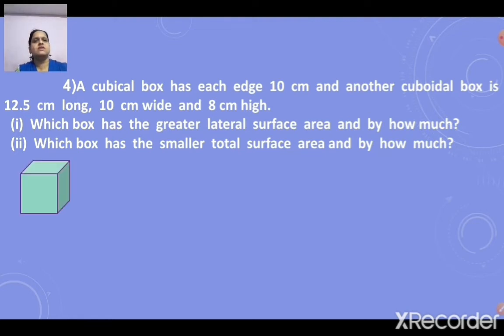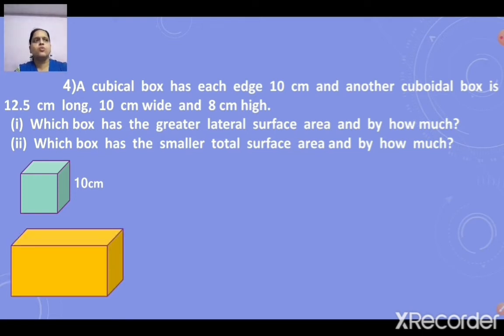It is very simple. Can you see over here? One figure is given in a cube shape with each edge as 10 cm. So you can find the lateral surface area and total surface area. What is the formula? Do you remember? Yes, lateral surface area is 4a square and total surface area is 6a square. So find the lateral surface area and total surface area.